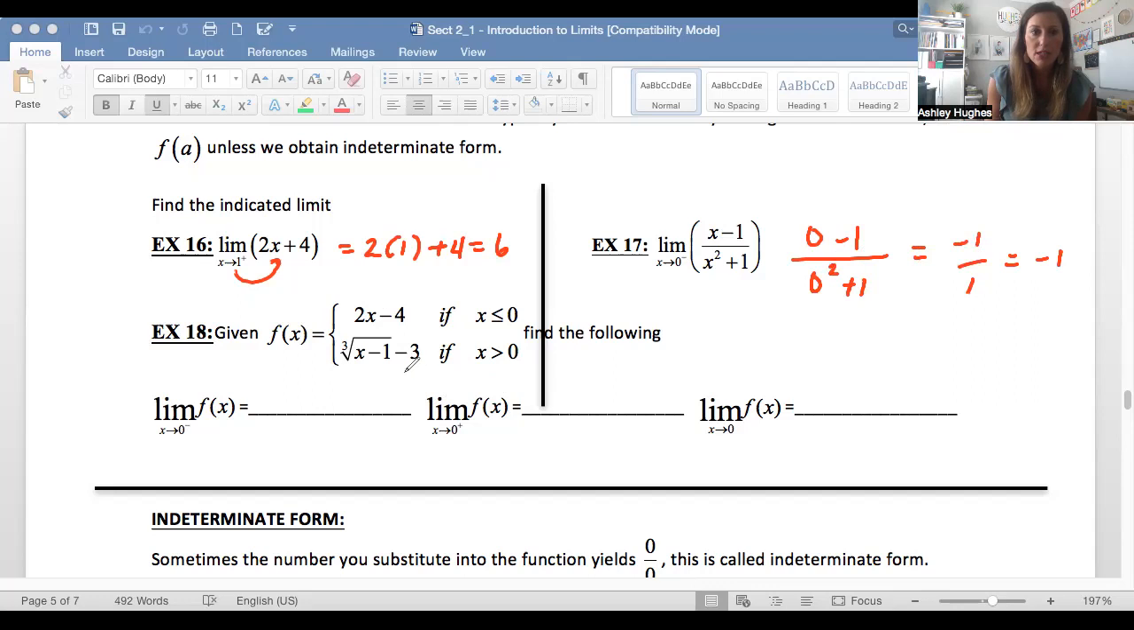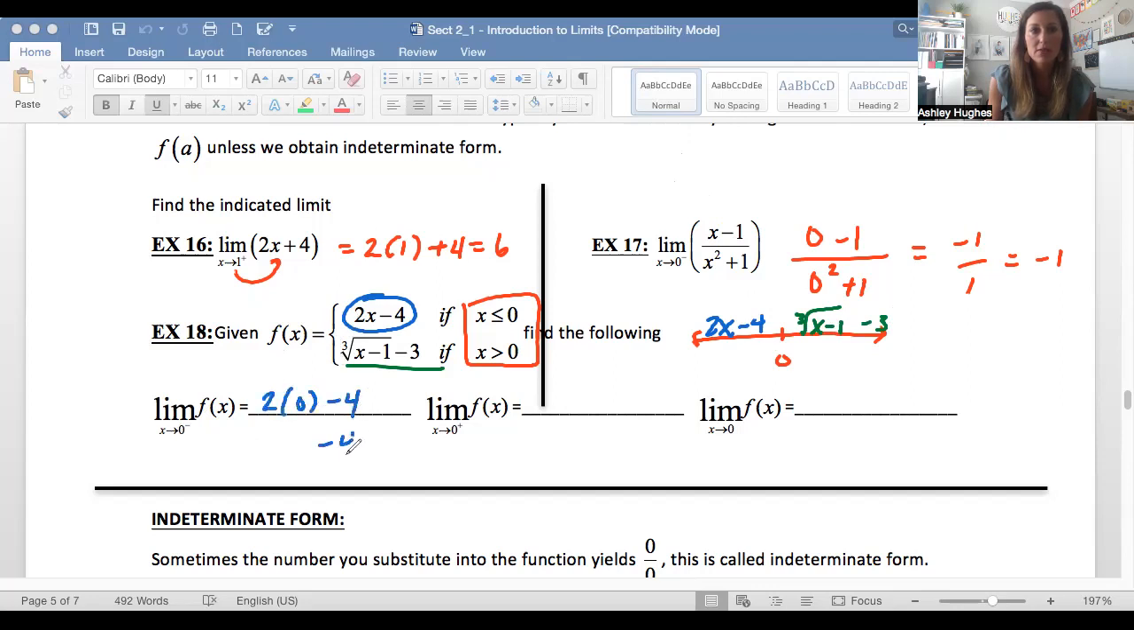Now here's a piecewise function, but I don't have a picture of it. So what I need to think about is this graph right here, it switches over at 0. So for those of you that want to have a visual, this 2x minus 4 is on the left side of 0 because it says less than or equal to. And this guy, cube root of x minus 1 minus 3, is on this side. So if I'm coming to 0 from the left, am I on the blue piece or the green piece? I'm on the blue piece from the left. So I plug it into that part. 2 times 0 minus 4, so -4.